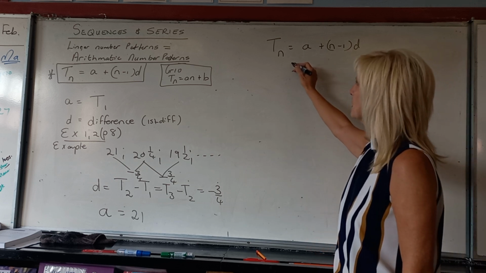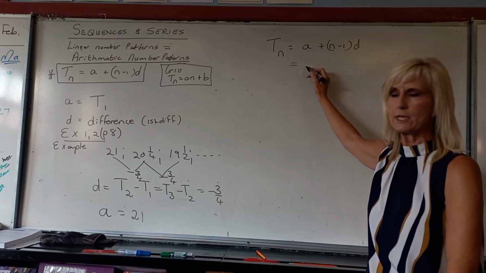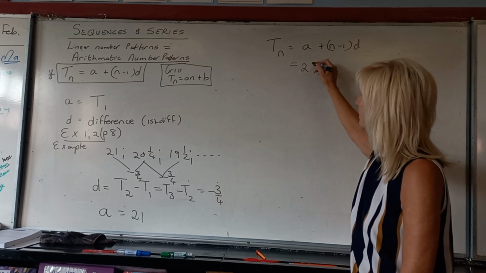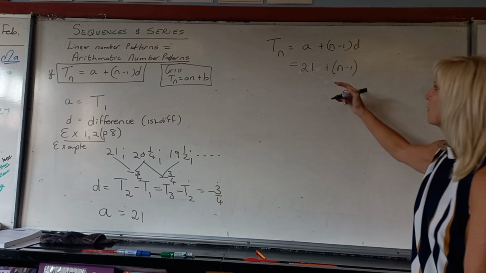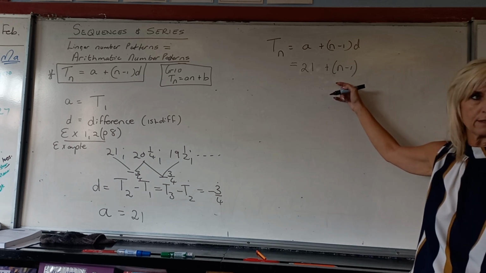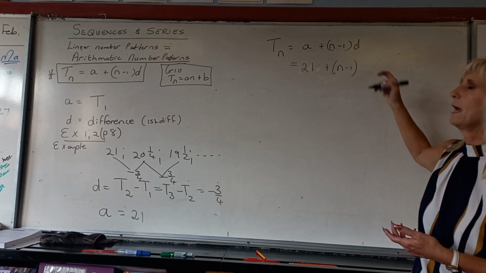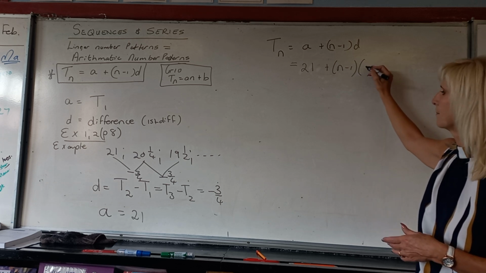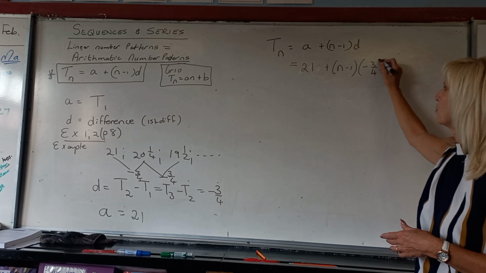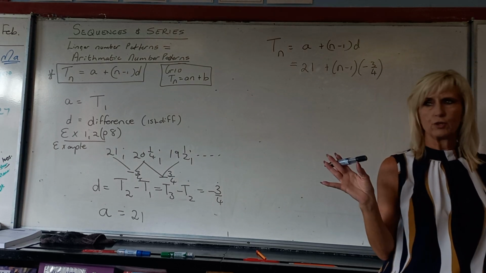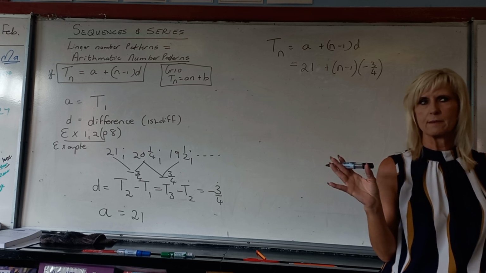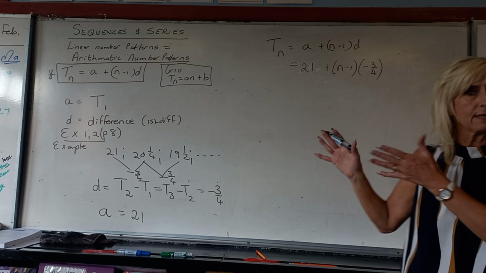So if you want the general term, then all you need to substitute is your A value of 21, (n minus 1) in a bracket, because n is the general term, right? I'm not going to substitute n now. And then I'm going to substitute D with negative 3 over 4. Now guys, if you did this in the matric exam, you're done. You don't have to even simplify. We are used to simplifying, but that is a general term.